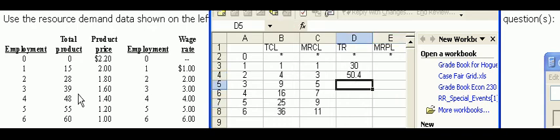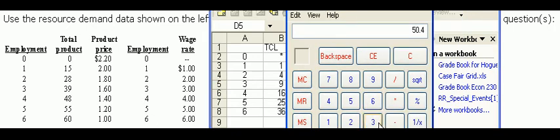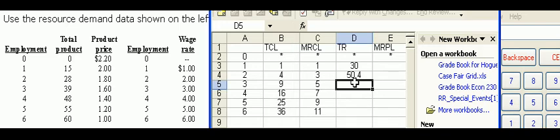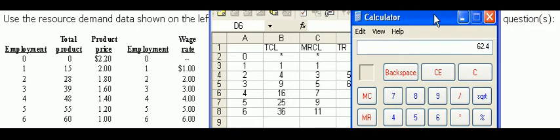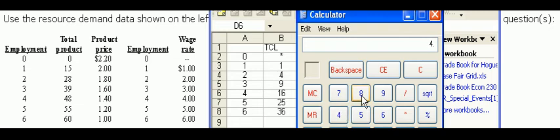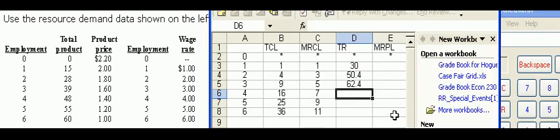So let's enter 50.40. And then our next one is 39 at $1.60. So bring the calculator in again. 39 times $1.60, and that gets us $62.40. So we'll enter that. And then the next one is 48 times $1.40. So 48 times $1.40 gets us $67.20. So we'll add that one in.